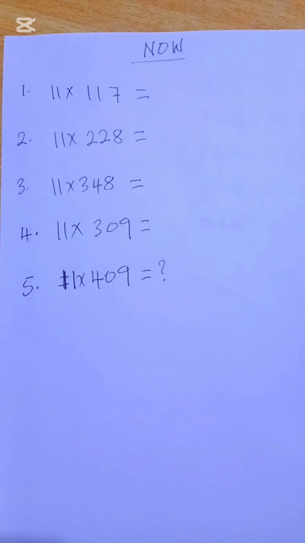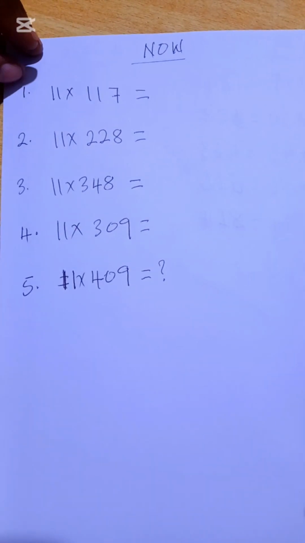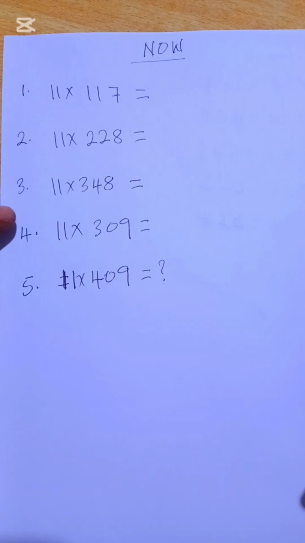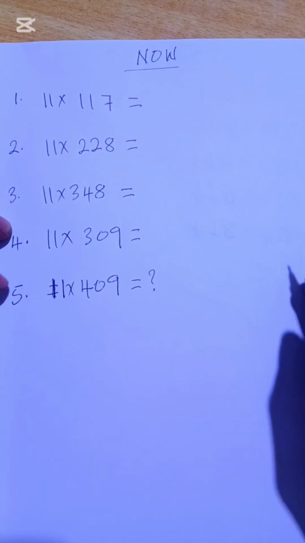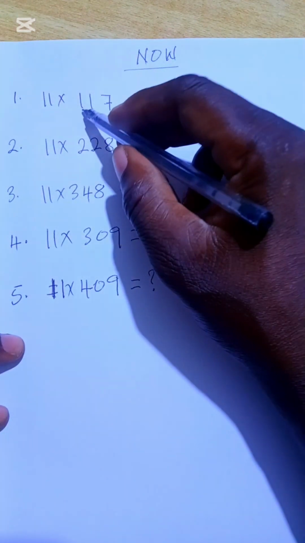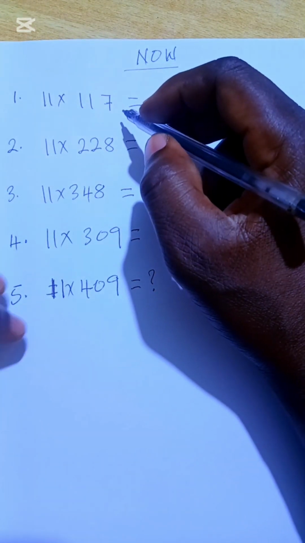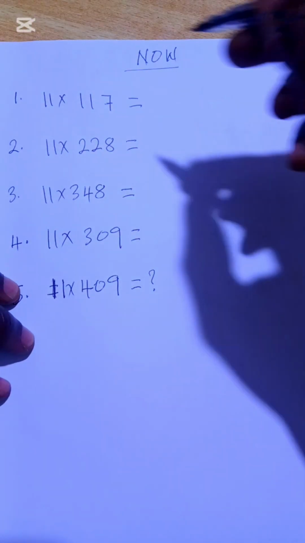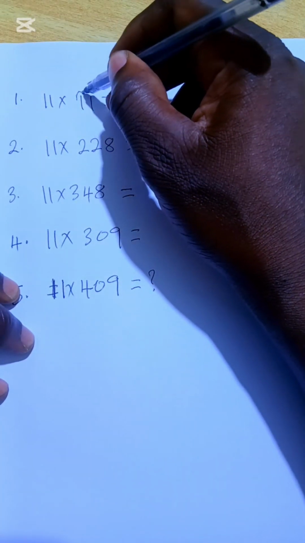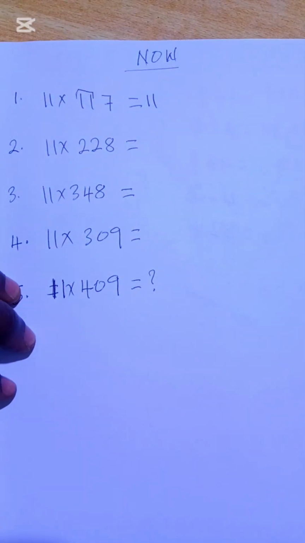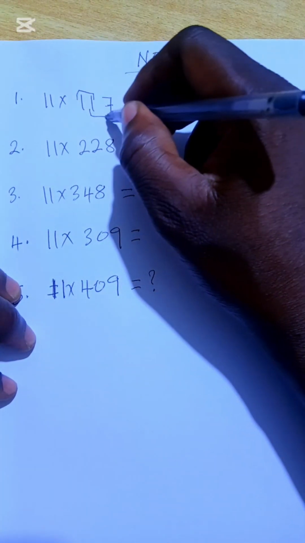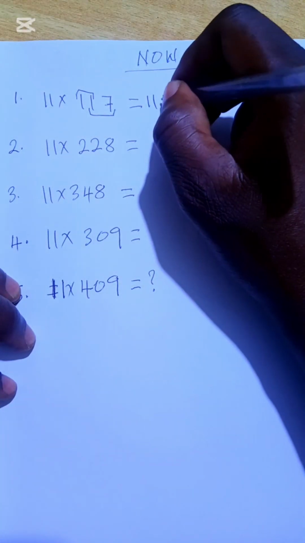Let's continue to multiply 11 by any three-digit number. Here too, there is a trick. So let's continue. This is a three-digit number, 117. So first of all, consider the first two digits, which is 11. Consider the last two digits, which is 17.